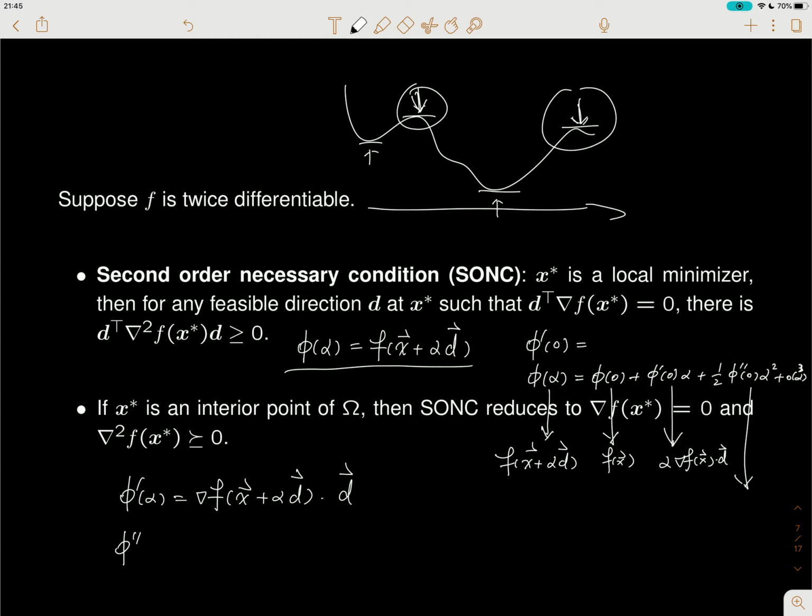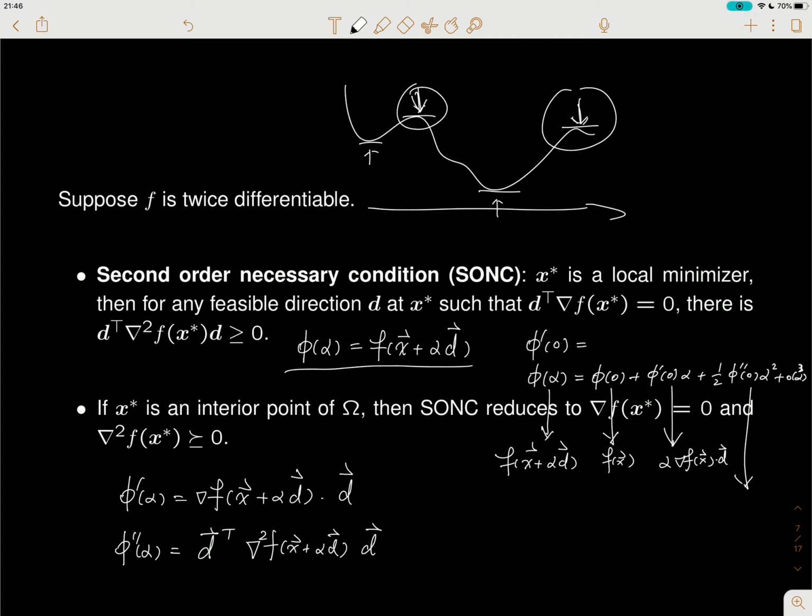If I take the second order derivative, or take a derivative with respect to alpha again, then I do the chain rule one more time. I need to take a derivative of the gradient f, and that gives me the Hessian matrix. Then taking the derivative with respect to alpha inside, I get another d. So in total, I get the d vector transpose times the Hessian of f at x plus alpha d, times d.